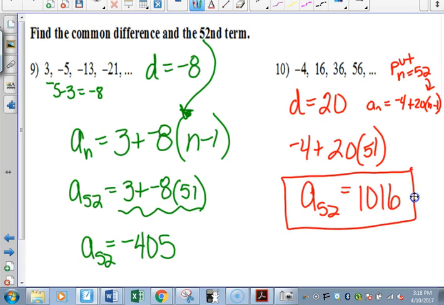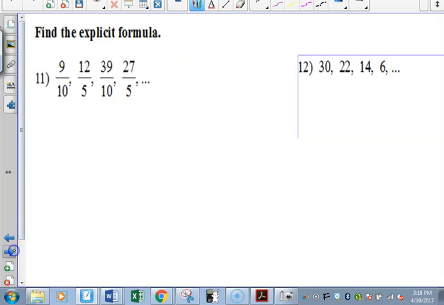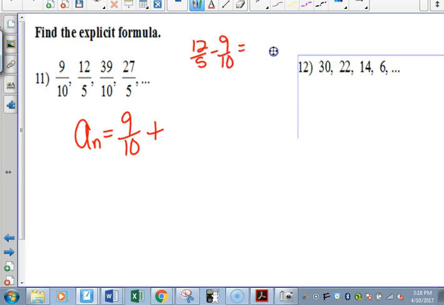Anybody lost? Okay. Find the explicit formula means I need to plug in 2 things. What 2 things do I need to plug in? The first term, the difference. 12/5 minus 9/10 is 24 tenths minus 9 tenths is 15 tenths, which is 3 halves. So the difference is 3 halves.